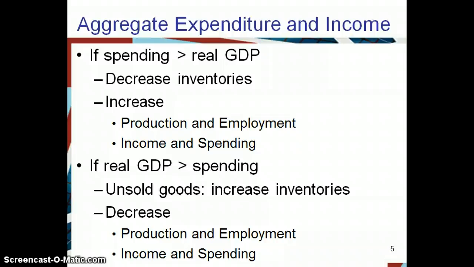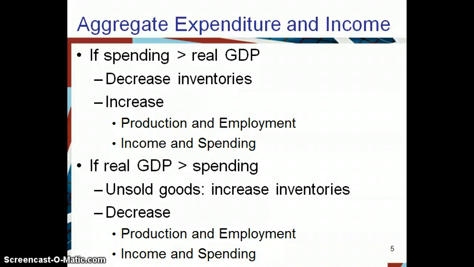Okay? So if spending is more than GDP, we're going to see that show up first of all in inventories. You'll see numbers come out once a month that have to do with inventory levels in the United States. And if inventory levels in the United States are below where people thought they would be, that's considered a good thing. It means that we've bought more stuff than we thought we were going to buy.